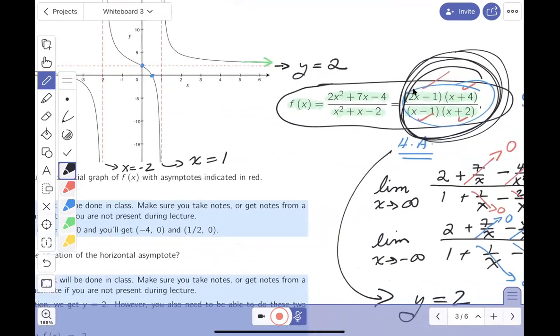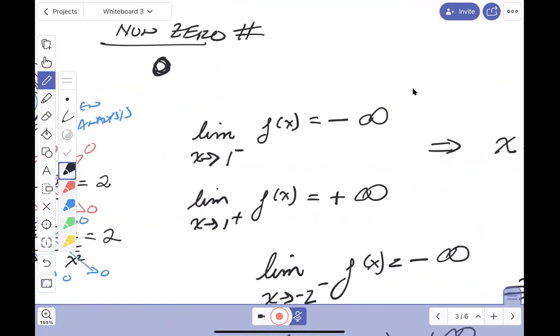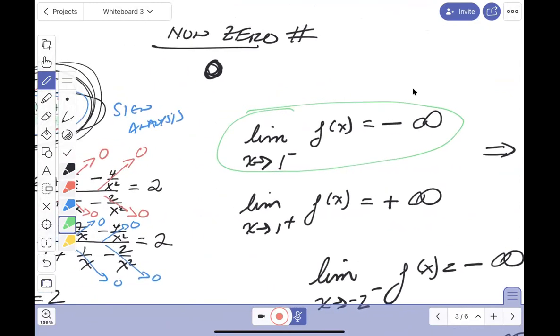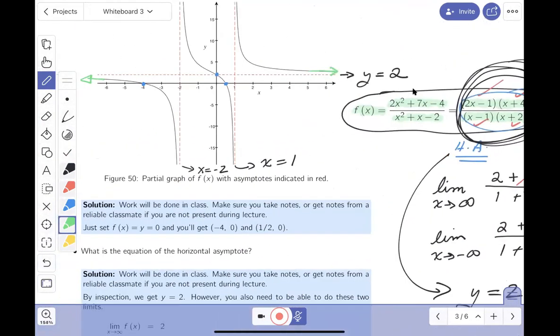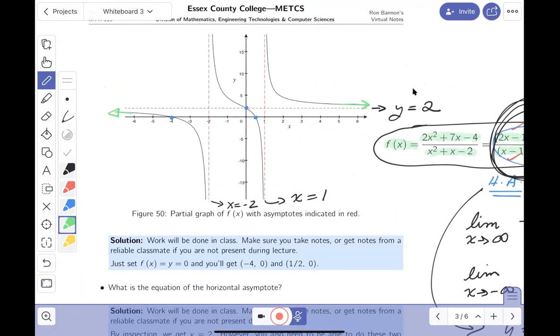Let me go back over here. I want to repeat to you, this is important. We're going to do one at a time. If you approach 1 from the left, it goes to -infinity. 1 from the left. This is the left side. What did it say it's going to do? Go towards -infinity. I want to draw that in for you now.